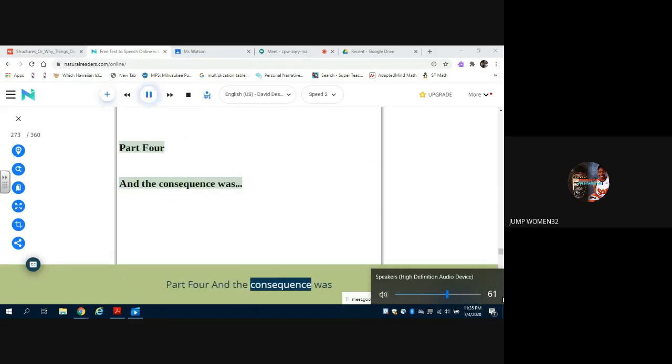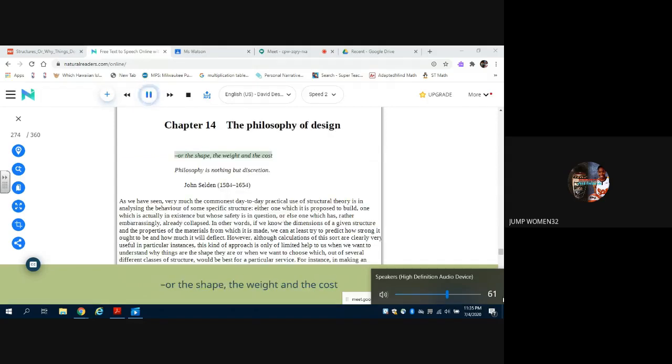Part 4. And the consequence was the shape, the weight, and the cost. Philosophy is nothing but discretion. John Selden, 1584 to 1654.